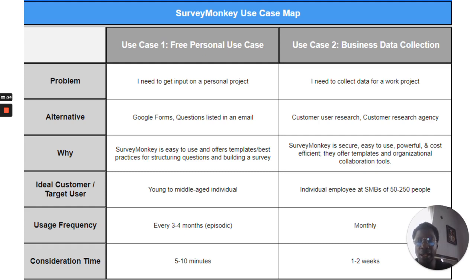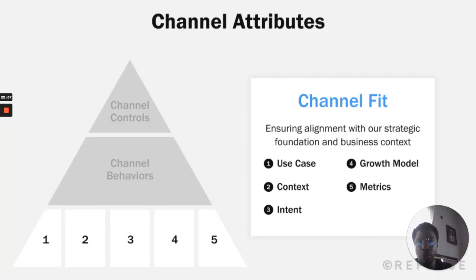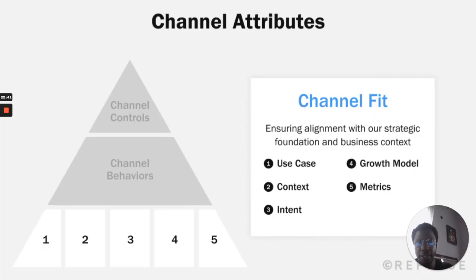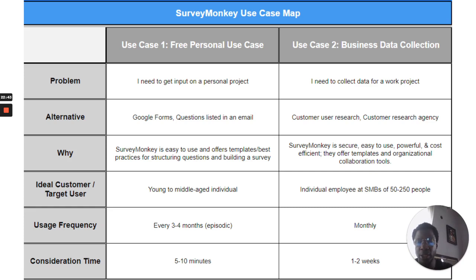Do you think that channel is contextual for the problem? Are they looking for solutions for that particular problem? But the most important part of the use case map that we use for channel attribution is channel fit, which is actually the ideal customer. Are they here? Once you've defined your ideal customers, are they here?